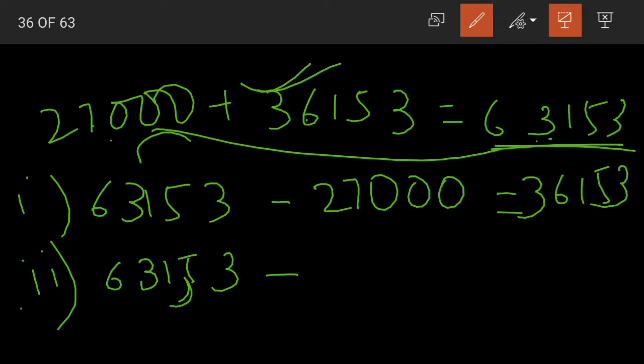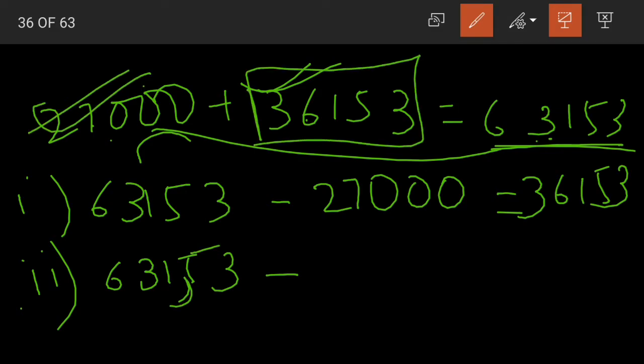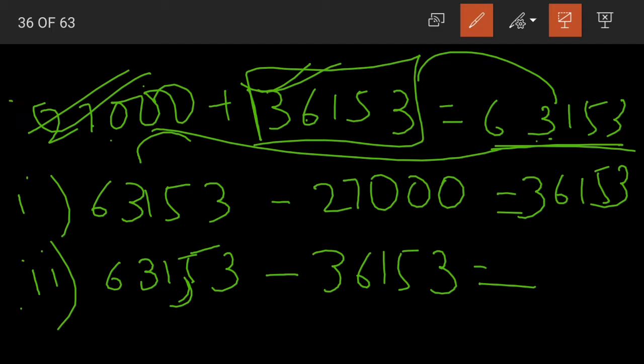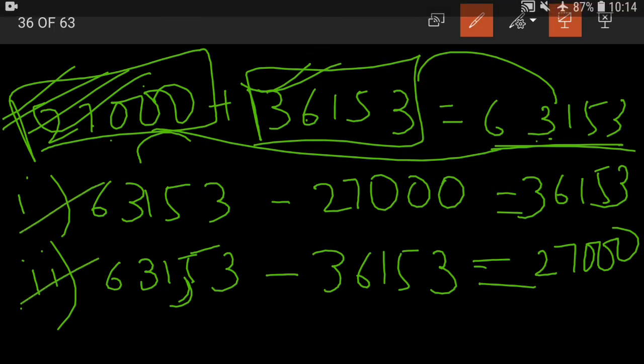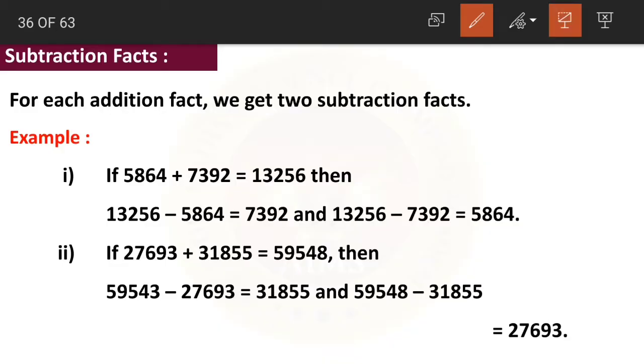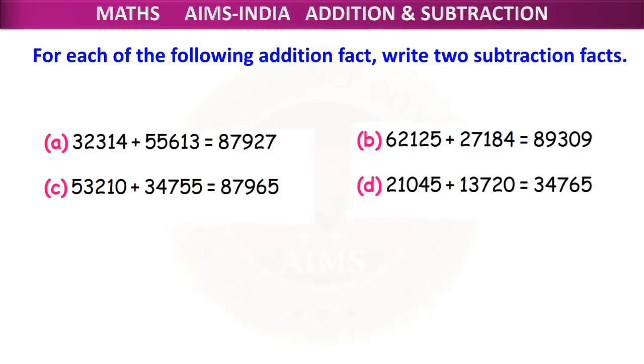Again, in the second subtraction fact, we have already subtracted this. Now let us subtract the second addend, 36,153. Now again, sum minus addend gives us what? It gives us the other addend, which is our 27,000. Clear, children? For one addition fact, we wrote two subtraction facts.